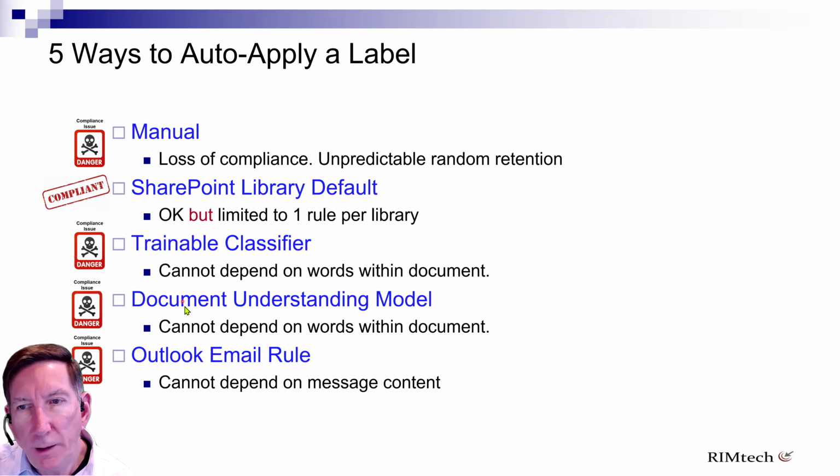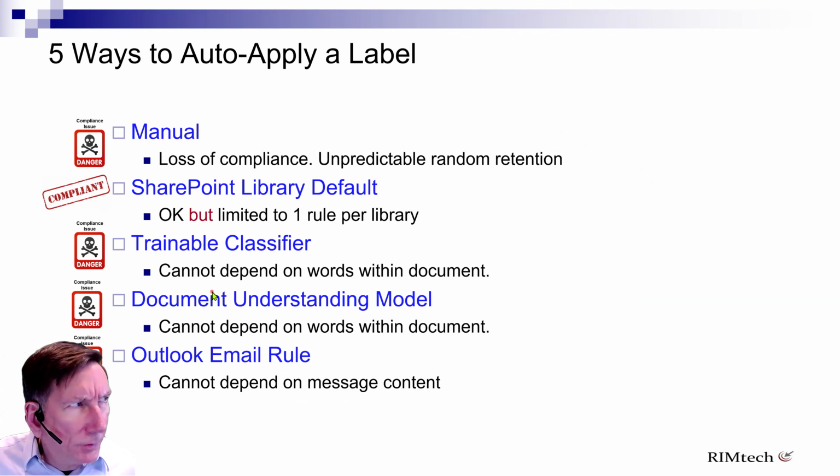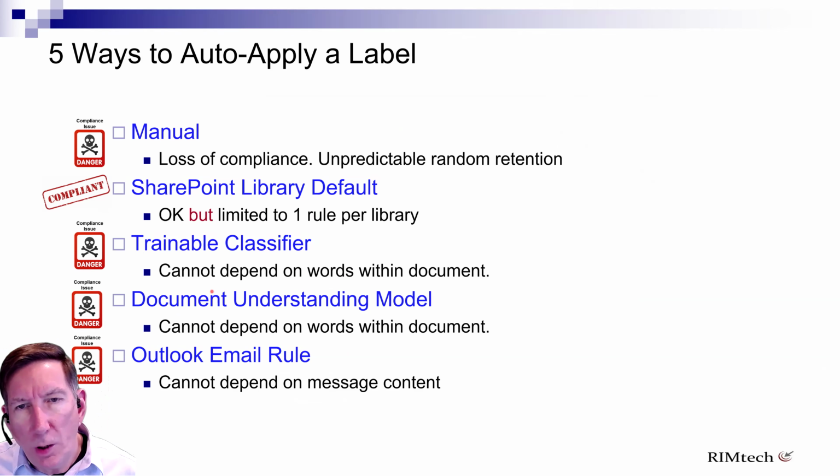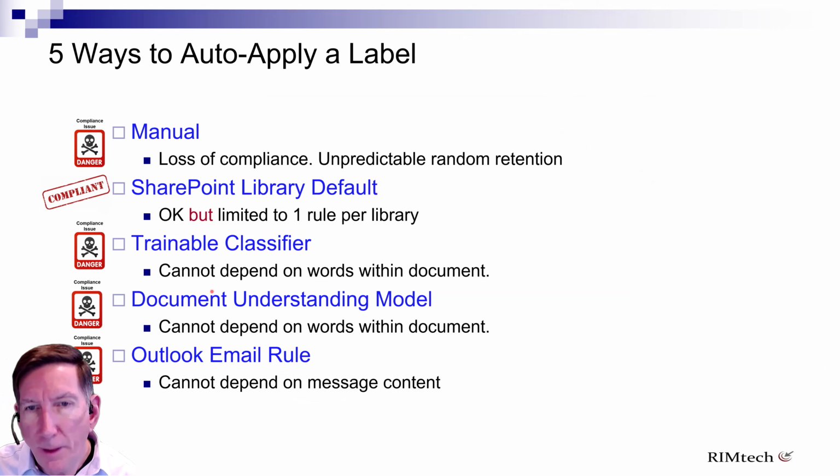Trainable classifiers and DUMs are artificial intelligence that acts on the content of a document. Not safe. We need predictability so that we hit our classification accuracy. We can't depend on words or phrases inside a document. And think about this for a minute. 4/5 of all modern digital records are emails. When's the last time you saw an email that said this? Here it is. Or as requested. Or approved. Where's the content in that, right? 4/5 of all records are emails.